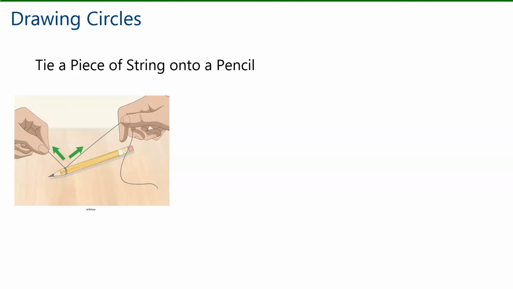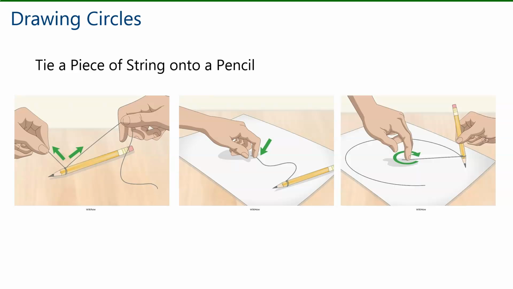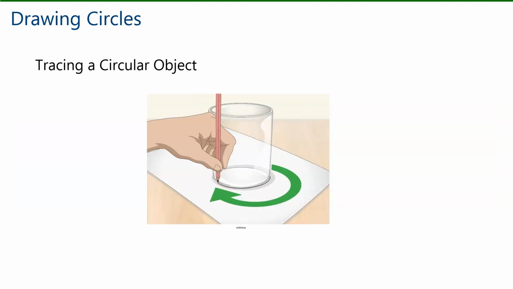Now you can also use a piece of string tied onto a pencil to draw a circle. You can just tie it on near the bottom of the pencil. And then again, marking a point on your paper wherever you want the center of your circle to be, you can hold the string there with one finger. And then using your other hand, you can hold the pencil, pulling the string tight, and then go around in a circle.